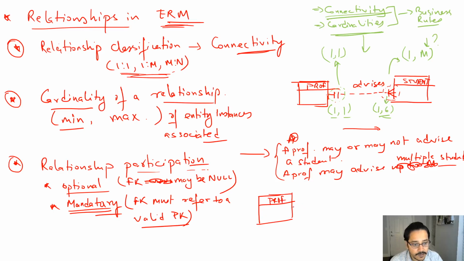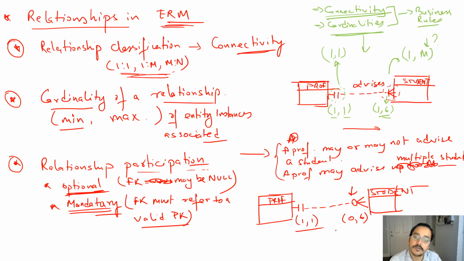So professor, and then we have, so again I made the mistake. This will be a dotted line, and then you have the student. Okay, so this circle here stands for optional participation. And now your cardinality will also start to change. Instead of 1, 6, this will become 0, 6. And this will remain as 1, 1.